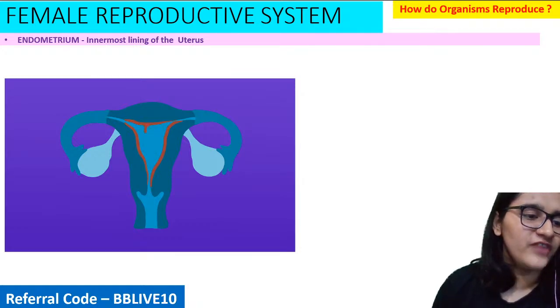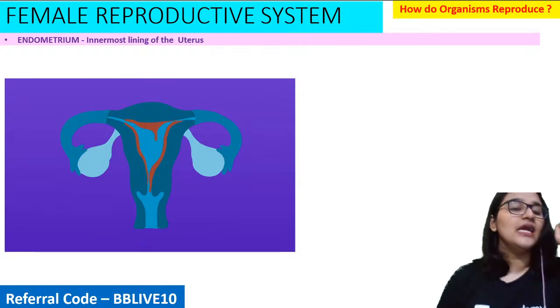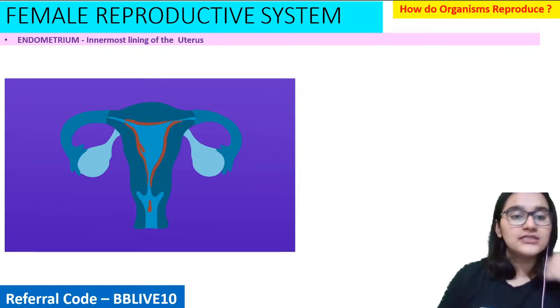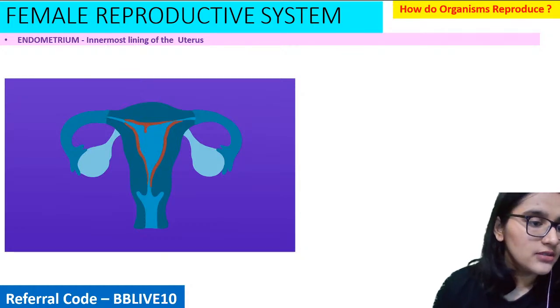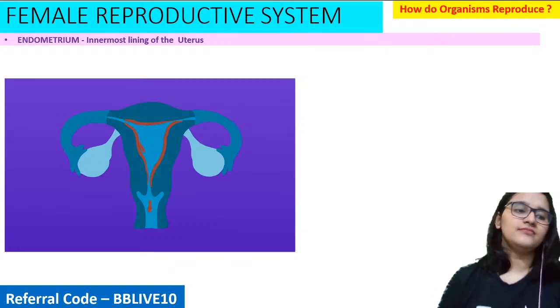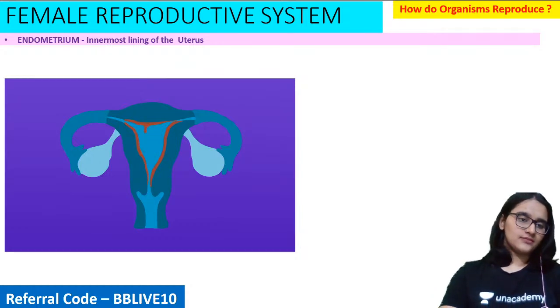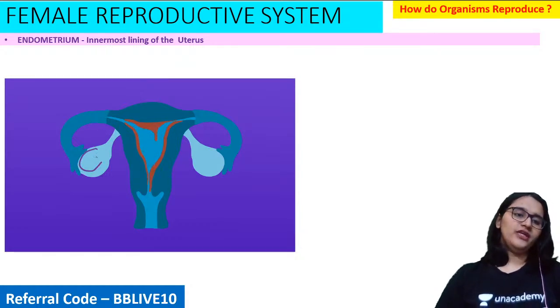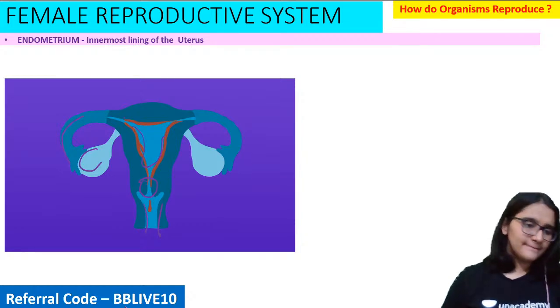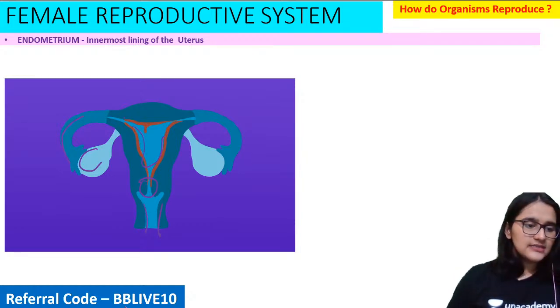So in the GIF that you see on the left hand side, you can see how the endometrium layer is coming out of the body. So this is the ovary, these are the fallopian tubes, this is the uterus that you have, this is the cervix, and this is the vagina.